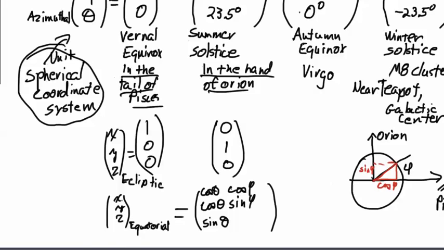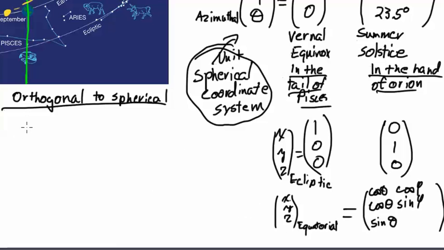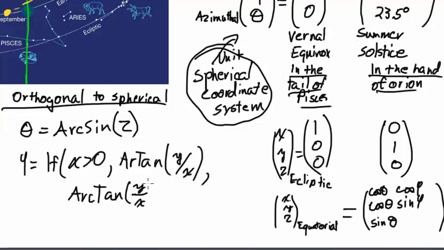orthogonal coordinate system. Furthermore, you can convert back from the orthogonal system to a spherical coordinate system by coming back the other way. Z, or theta, is just the arc sine of z. Z is going to be a number between 0 and 1, so you don't have to do any special things to make it work. Then phi is going to be, if x is greater than 0, arc tangent of y over x. Else, it's going to be arc tangent of y over x plus 180 degrees.